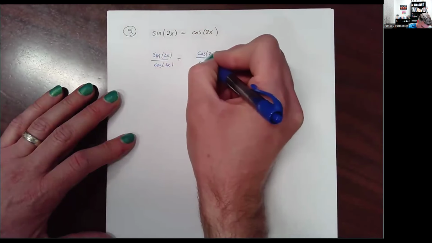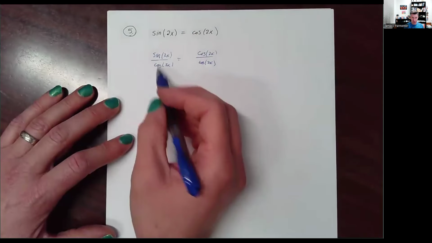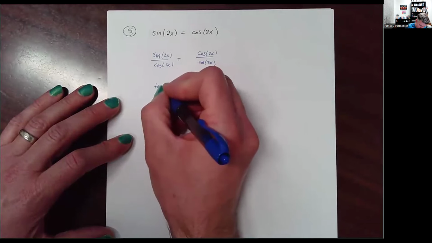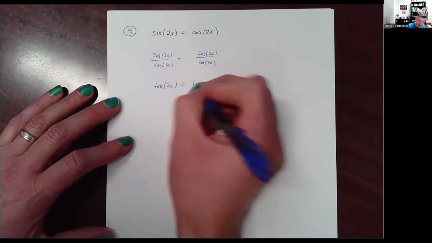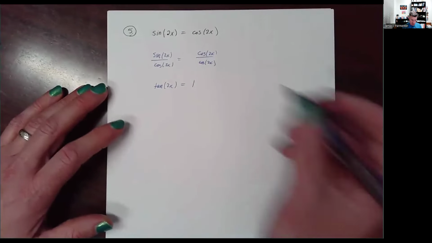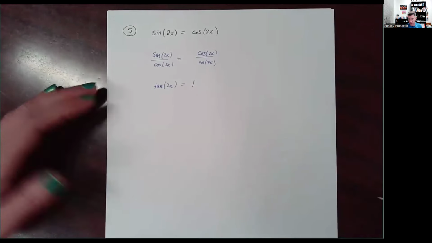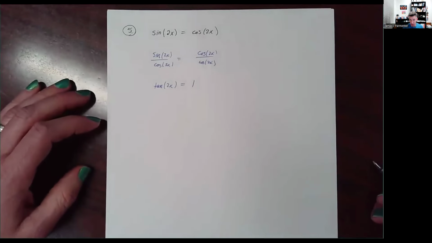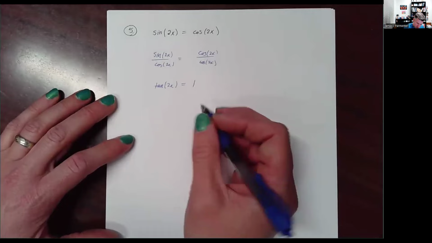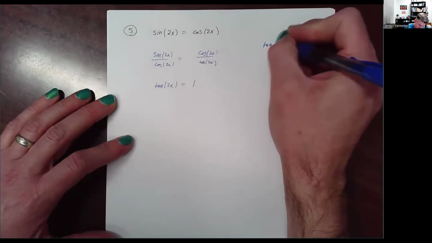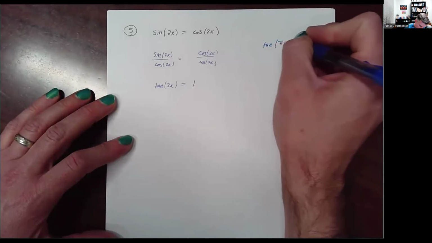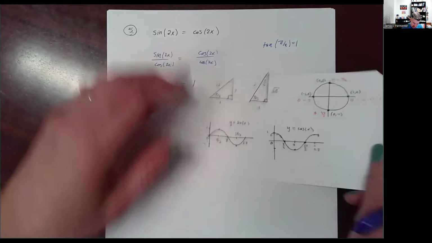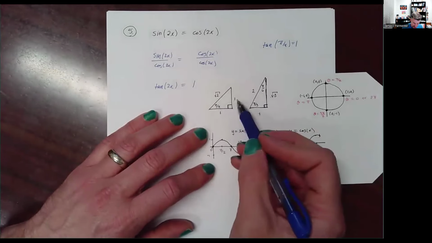And you can actually divide by either thing, but I prefer to have sine over cosine because I like tangent of 2x better than I like cotangent. You could do dividing by sine and cotangent of 2x. So same idea here. We want tangent of 2x to equal 1. Well, we know that tangent of pi over 4 is equal to 1, right? Like again, we're little triangle here. Tangent of pi over 4 is 1 over 1.